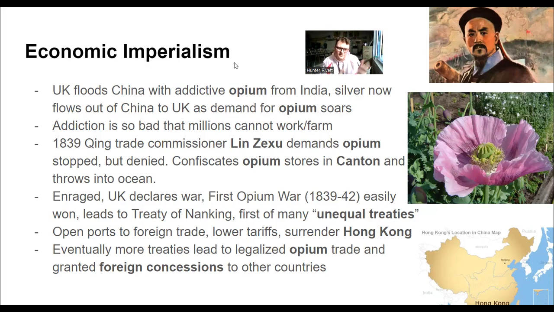And so by 1839, the Qing Trade Commissioner, like the person who's in charge of the trade relations and negotiations at Canton, his name was Lin Zexu. This is a depiction of him. He's considered still today like a national hero in China for standing up to the foreign powers, right? He goes personally to Queen Victoria. He writes what's called the Lin Zexu Memorial, I believe that's what it's called. And he begs them to get their military involved to shut down the opium trade.